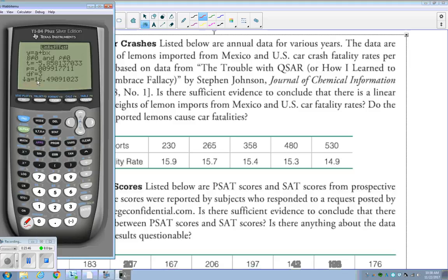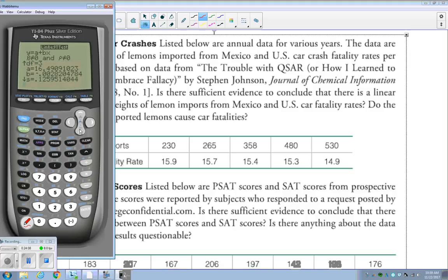Here's my a, 16.49. That's my y-intercept. I'm going to cursor down, and I've got b here. b is my slope of my line, and it's negative 0.0028. Okay?